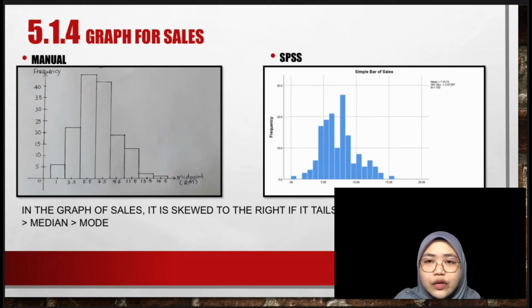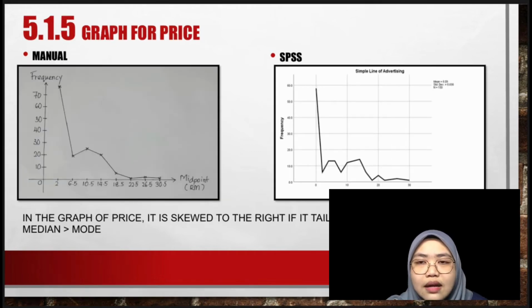Graph for sales, we use bar graph. There is slightly different between manual and SPSS. In this graph, it is skewed to the right from mean, median to mode. Graph for price, there is slightly different between manual and SPSS. In this graph, it is skewed to the right from mean, median, and mode.